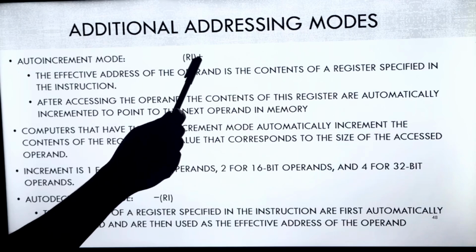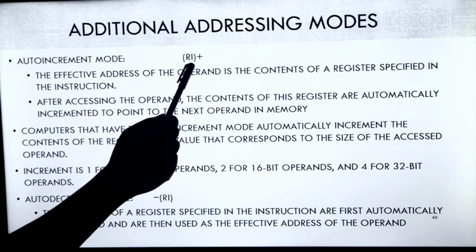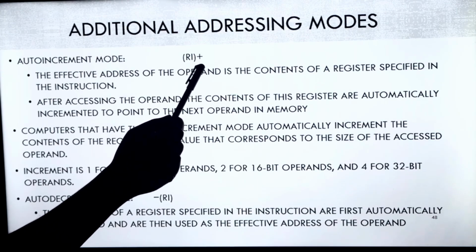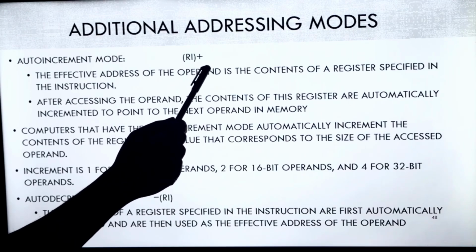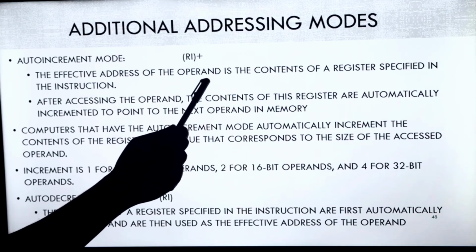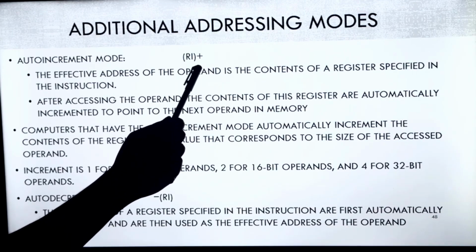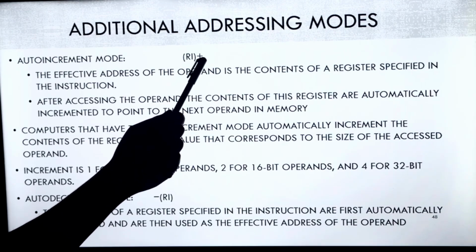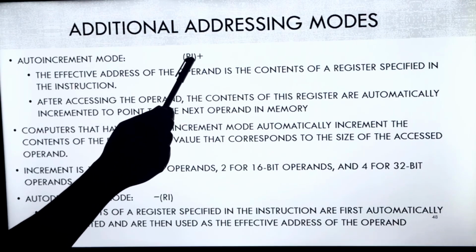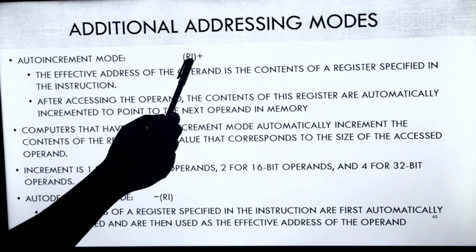So this (Ri)+ is nothing but the same thing: Ri equals Ri plus, it may be 1, 2, 4. It depends on the length of the instructions, right? If it is 4 byte length, then the next address will be Ri plus 4. We know that, right? But one thing you have to note from here.